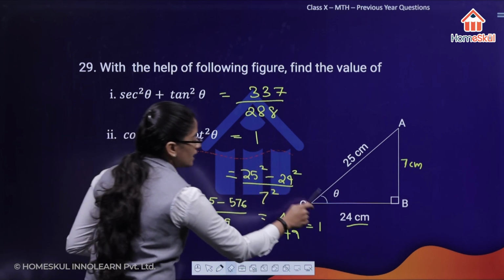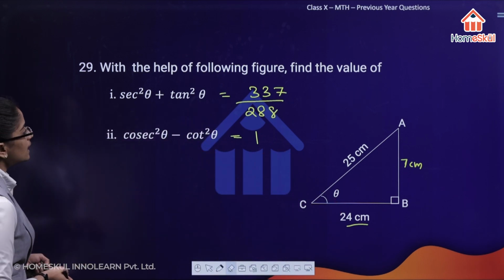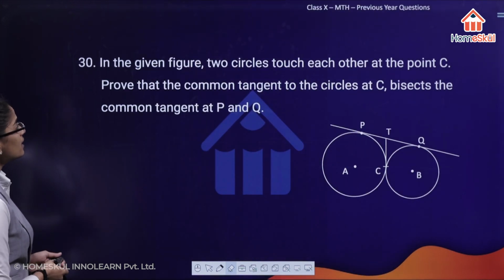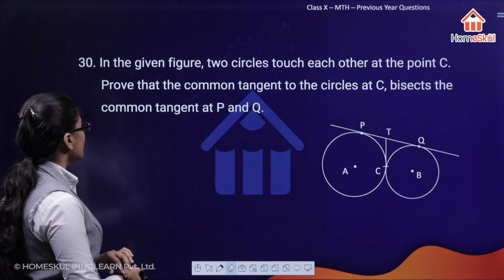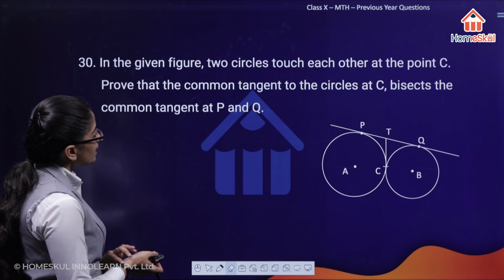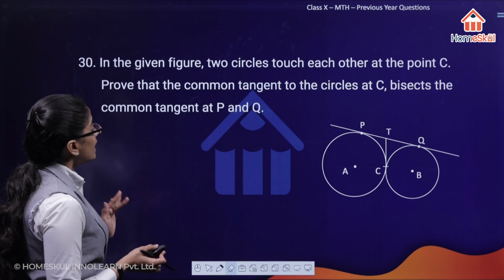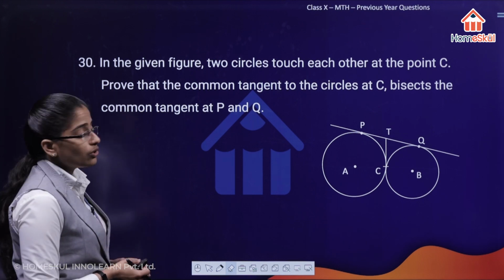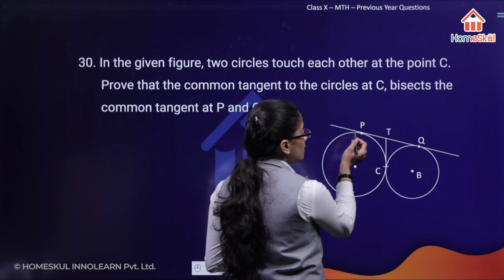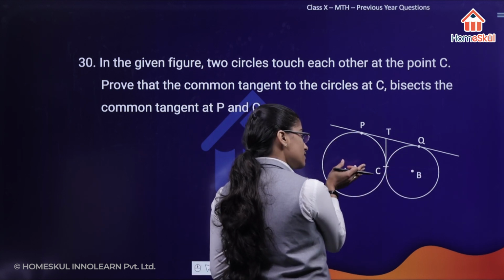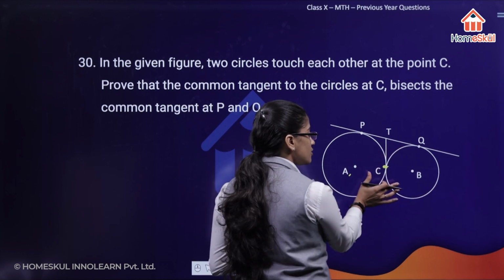Okay? Clear? So, moving on to the next question, question number 30. In the given figure, two circles touch each other at the point C. Prove that the common tangent to the circles at C bisects the common tangent at P and Q. Here we are having two circles with center A and B. PQ is a tangent for circles with center A and B, and C is a common tangent for these two circles.